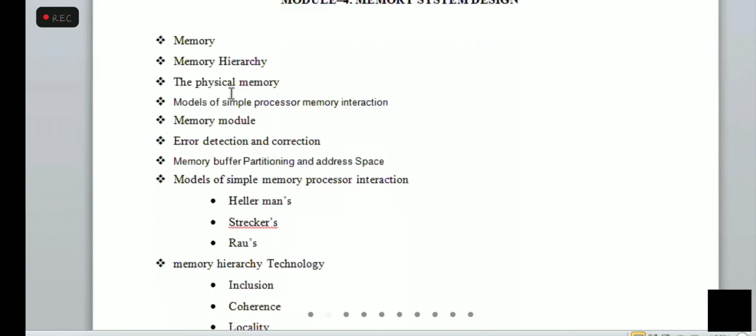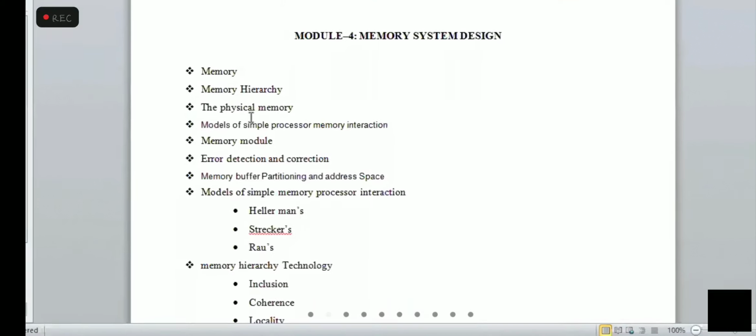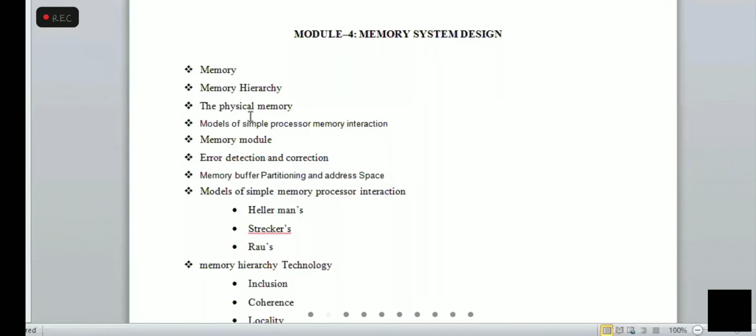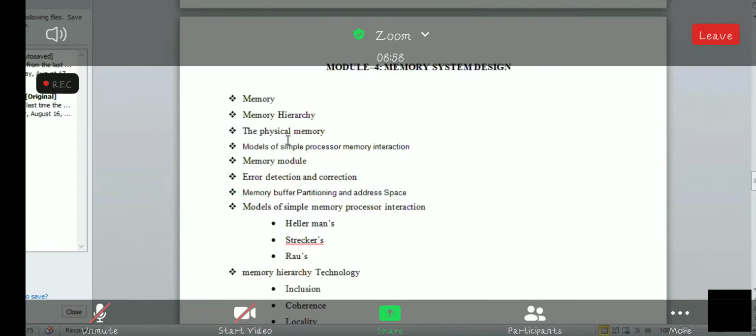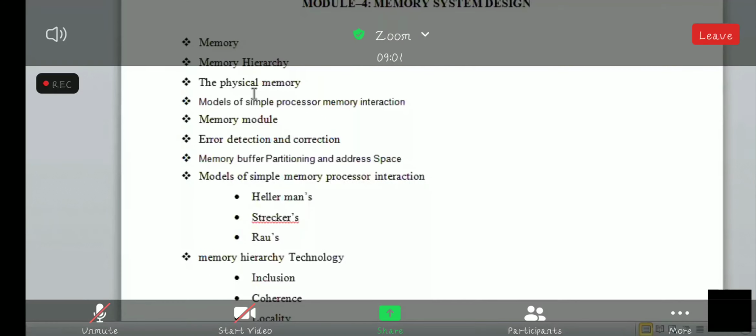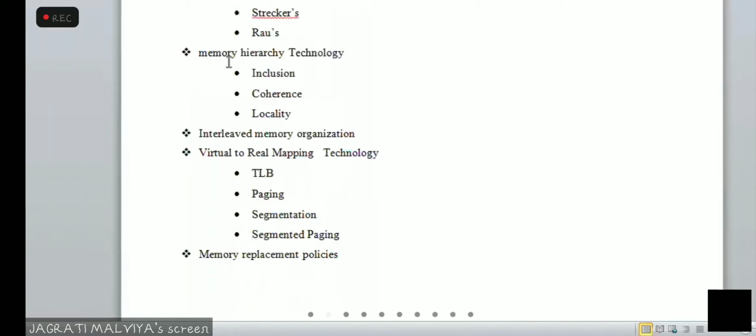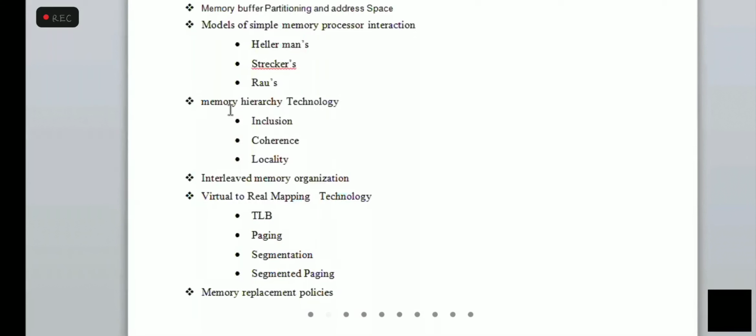And the next topic is models of simple memory processor interaction. There are three models. The first one is the Hellerman model, the second one is the Tetris model, and the third one is the Rouse model. And the next topic is memory hierarchy technology, which is inclusion, coherence, and locality. Now the next topic is interleaved memory organization. And the next one is virtual to real mapping technology, which is also most important from this module.